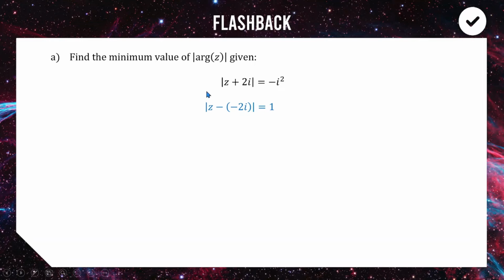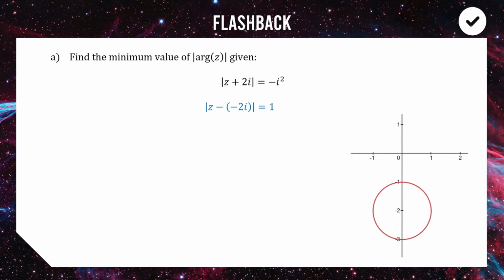So now we're reading this and interpreting it as a circle with a center at minus 2i and a radius of 1, which looks like this. Now we're finding the minimum value of the absolute value of arg z. So we're trying to find the smallest possible positive angle. Well, I guess it's always going to be positive because of the absolute value. But anyway, the smallest possible angle from 0 to a point on this circle somewhere.